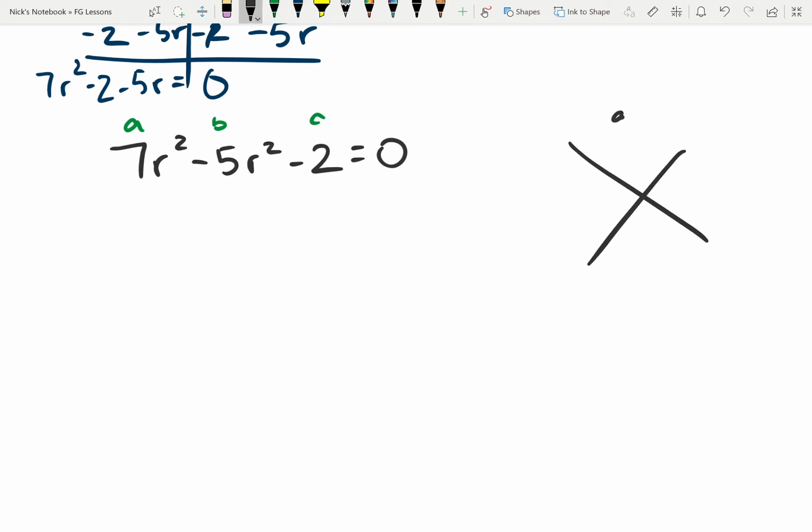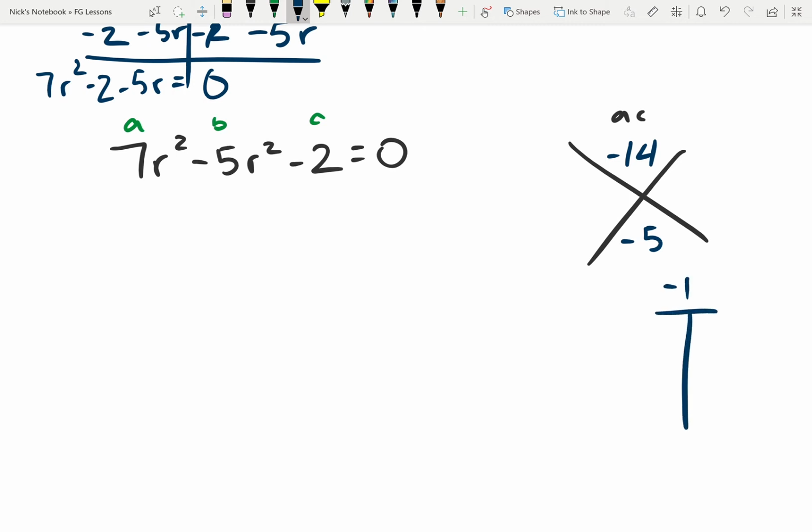and what we're going to do here is multiply A and C. So when we multiply A and C, we get 7 times negative 2 is negative 14. All right, and then we just bring this B right here. And now we have to think, all right, what are two numbers that multiply to negative 14 and add to get negative 5? Well, let's start brainstorming here.